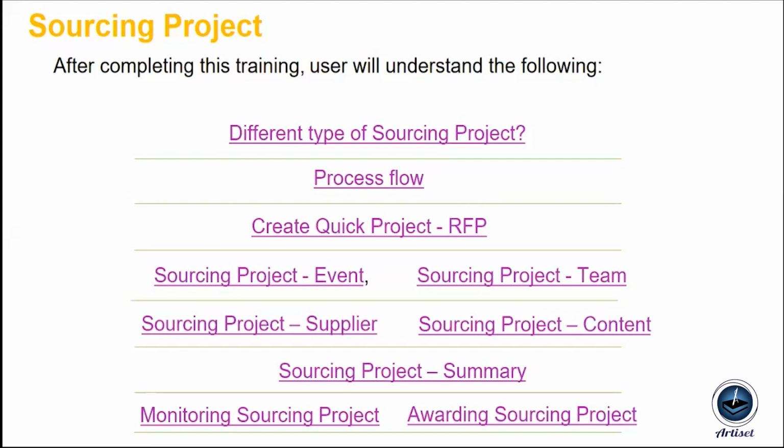Then what are the various areas we have to fill in order to execute the RFP project, that is events, then team, supplier, content, and the summary page where we will look at the overall settings we have done in the RFP event. Then, once the supplier has submitted their bids, how we can monitor the sourcing project, and ultimately, the end goal for RFP is awarding the correct supplier for the business use.